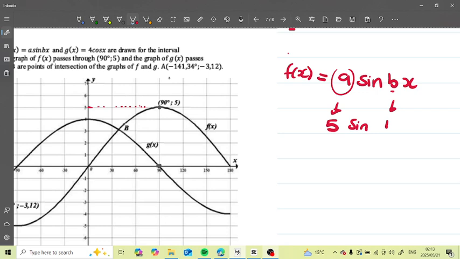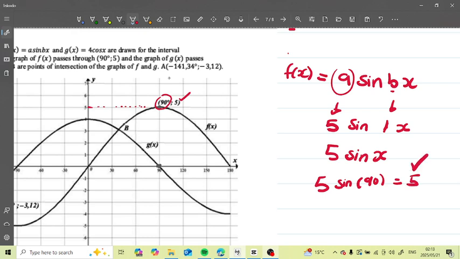But let me test that. If my value of b is 1, it simply means that 1 multiplied by x gives you x, so I have 5 sine x. Let me substitute x at this f of x function at 90, and I should find my y as 5 if this is correct. So 5 sine of 90, punching that into my calculator, I get my y value as 5, meaning that this is correct.